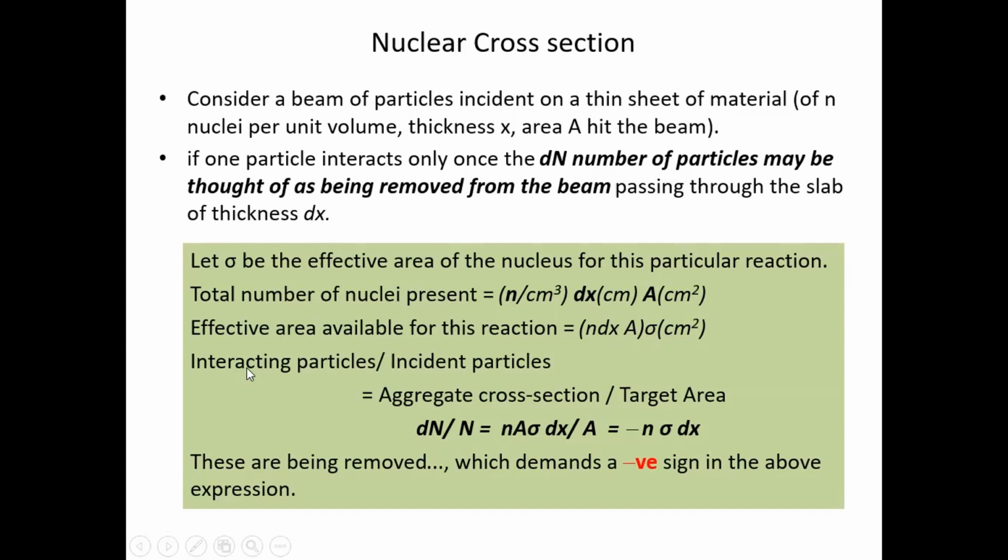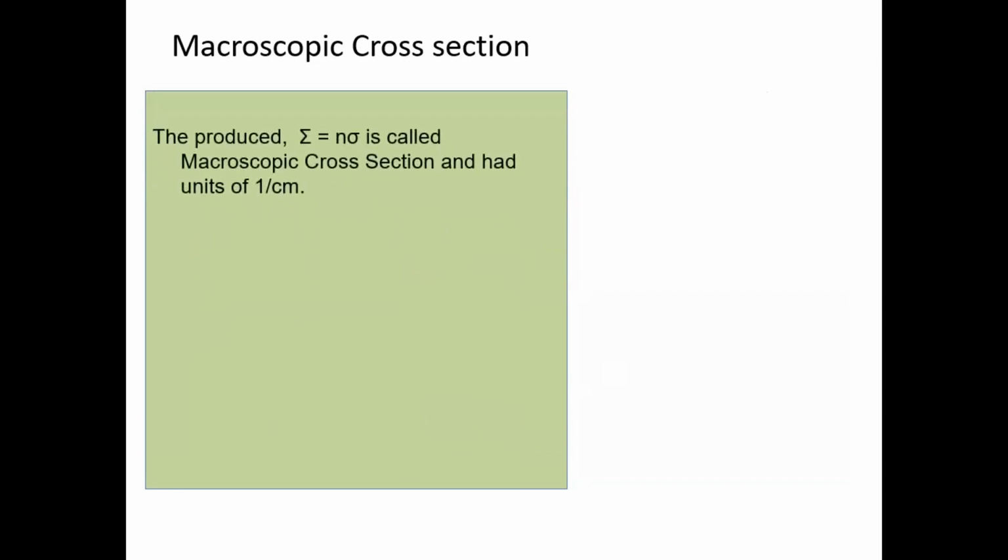So the interacting particles per incident particle is this total divided by the target area. And we see that this is given as n multiplied by sigma into dx. And this is the rate, the interacting particles per incident particle. And this is being removed, therefore the negative sign is there. I can further find out the macroscopic cross-section with the help of this equation.